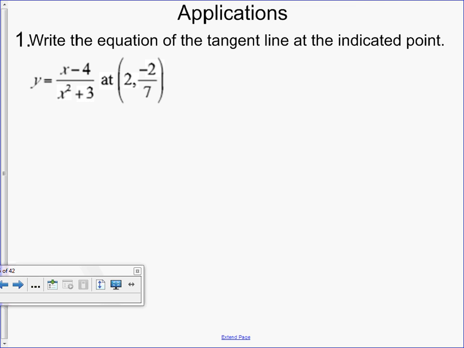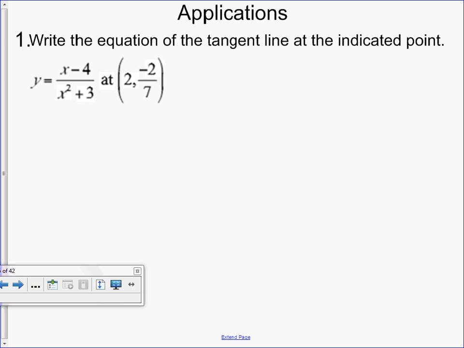All right, now we're going to do some applications with all these rules, and we're going to keep practicing the rules as we go. I think that's the best way to do it. So the first application is writing the equation of a tangent line. And they want us to write the equation of the tangent line to this rational function at that point.